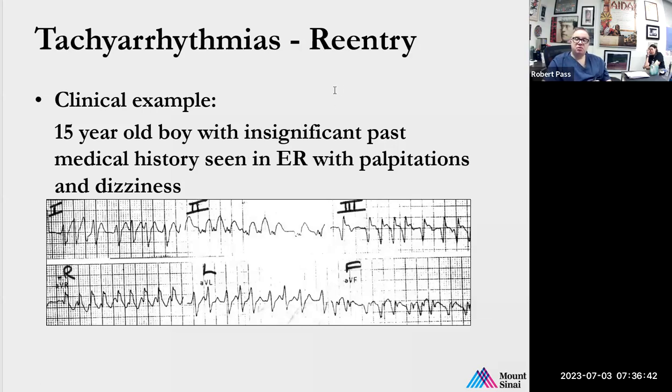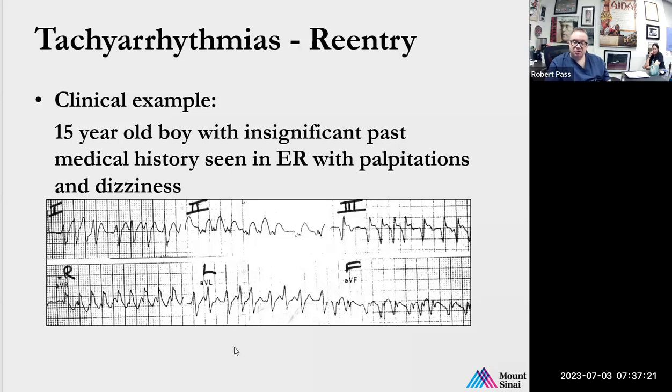This is a 15-year-old boy who had an insignificant past medical history, is seen in the emergency room with palpitations and dizziness. And what we're looking at here is a wide QRS tachycardia. It is very fast. Some of the R-to-R intervals are as fast as 300 beats per minute. And it is irregular in that the R-to-R interval is changing, and it is irregularly irregular. There's no pattern to the irregularity. There aren't certain beats. It's not like group beating. It's kind of just going all over the place.